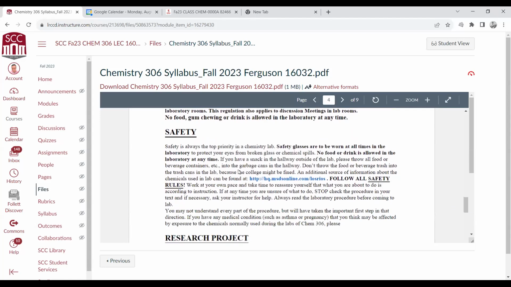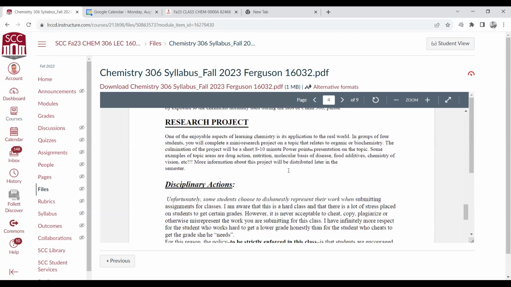Okay, let's see here. I'm going to go over safety big time in lab today. You're going to have a research project, and that's what I was mentioning earlier. One of the things I have been doing for going on decades now is having research projects for students.